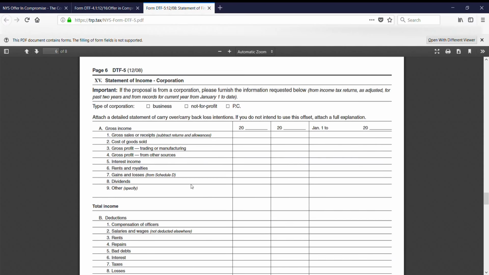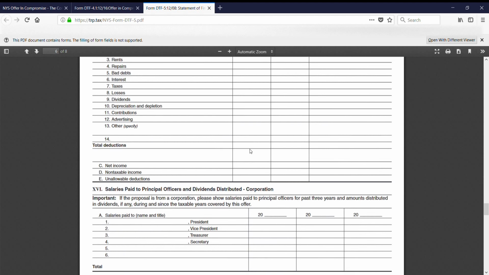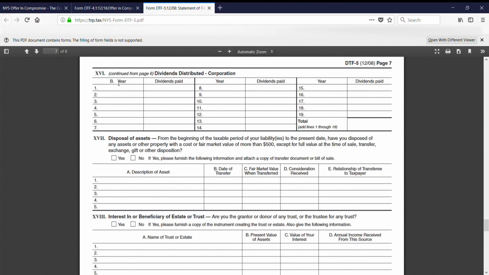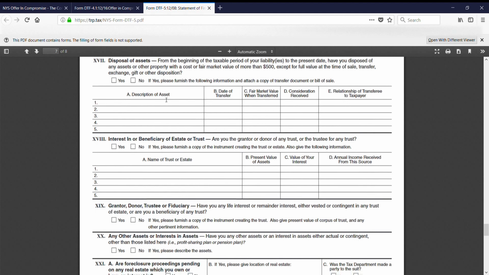Now page 6 is corporate stuff. So if you don't have a corporation, and this guy is not covering corporations, you're going to skip page 6 completely, and you're going to skip this section here as well, section 16, and you're going to move on to section 17.